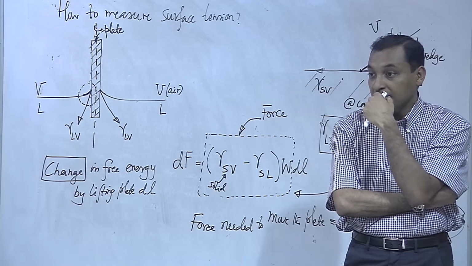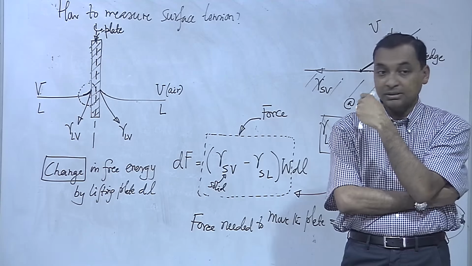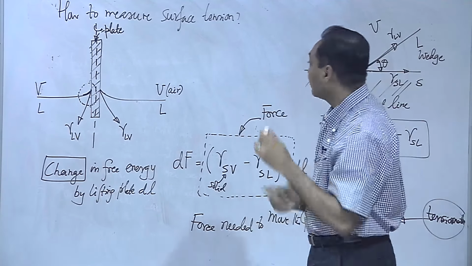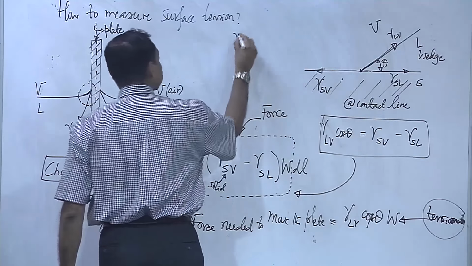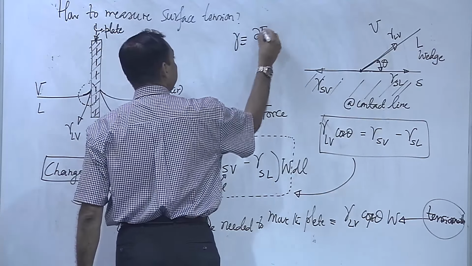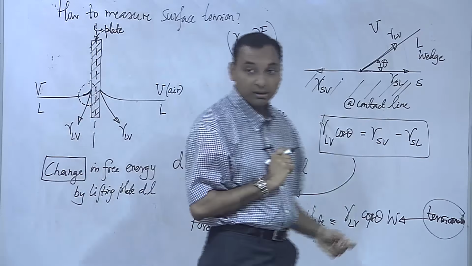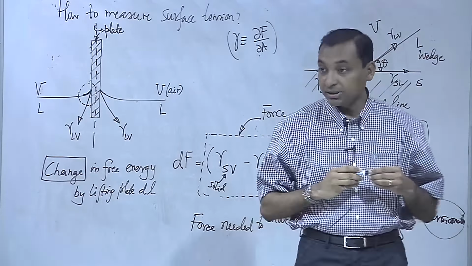Is it clear? Because that's the change. So change in the free energy. Because you remember how we have defined gamma. Gamma is the change in the free energy over the change in area. Okay, so that's the change we are talking about.